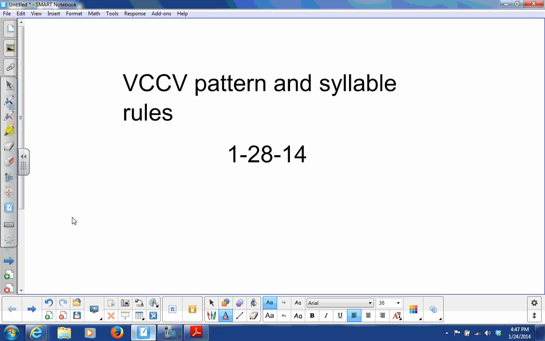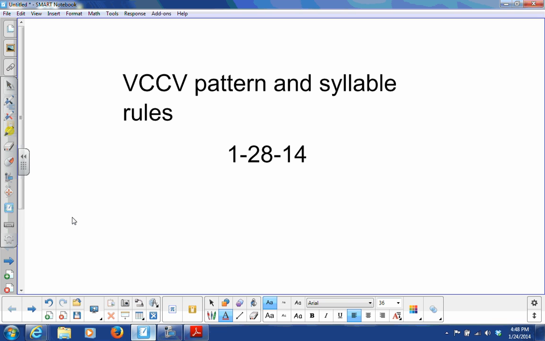Okay, so tonight we're going to be talking about VCCV patterns, which means vowel, consonant, consonant, vowel patterns, and syllable rules. On our theme test and on our benchmarks, we've been struggling a little bit with syllables. Even Mrs. Fernley has such a hard time with breaking up syllables because I'm not sure all the time where I'm supposed to do that.